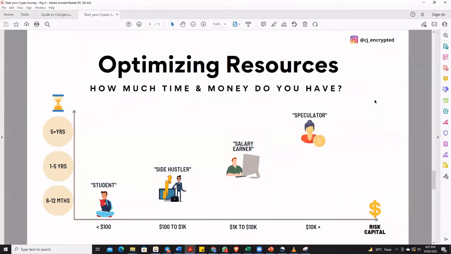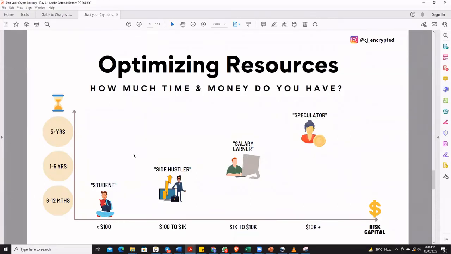So I put this chart together, just to help you think about how much time you have, how much money is available for you to invest, and just think about where you are in the space. Okay, because that will influence how you deploy your capital. Okay, all right. So what's this chart about? This chart just talks about the main types of participants that you have in cryptocurrencies. Now, I've used some generic terms here. It doesn't mean that students do not have money, and it doesn't mean that speculators have the most money, right? That's not what it means.